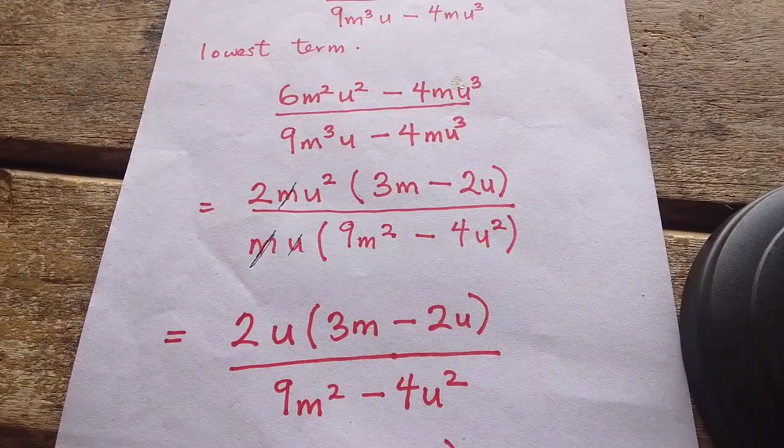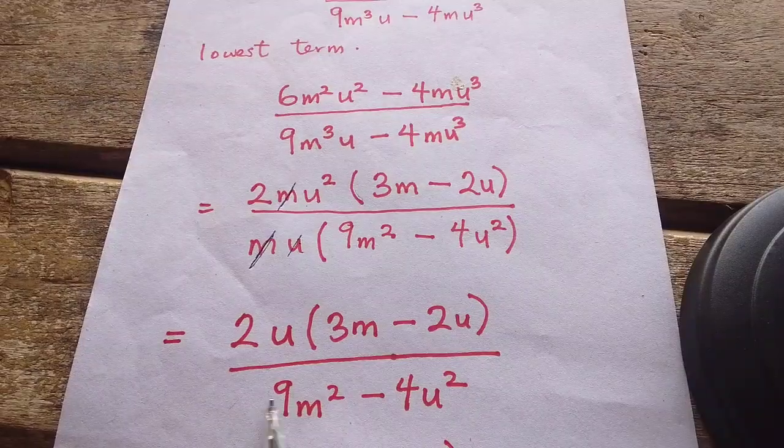Now, from here, you realize that this is a quadratic expression, so you can easily factorize 9m² − 4u².